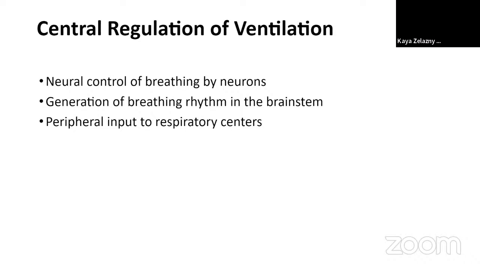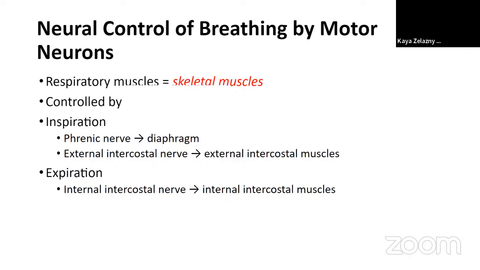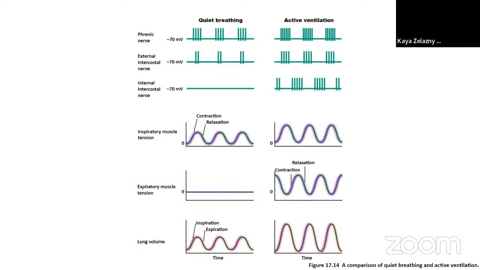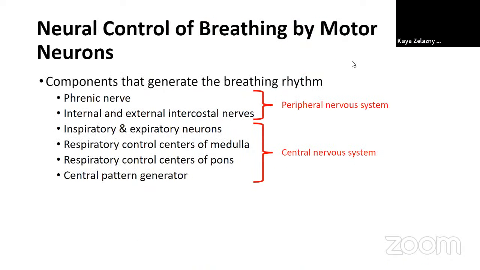Central regulation of ventilation: we're controlled by neurons and respiratory centers in the brainstem. We're controlling our skeletal muscles using motor neurons. We can look at differences in our action potentials depending on quiet versus active breathing, and we see that we have alternating things going on between our different types of intercostals. We have both our peripheral and central nervous systems involved, so both things that are not part of the brain and things that are part of the brain.